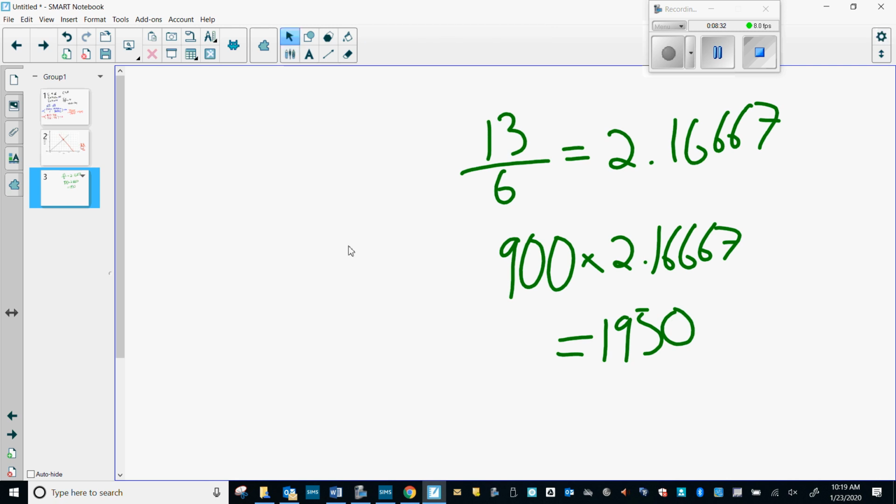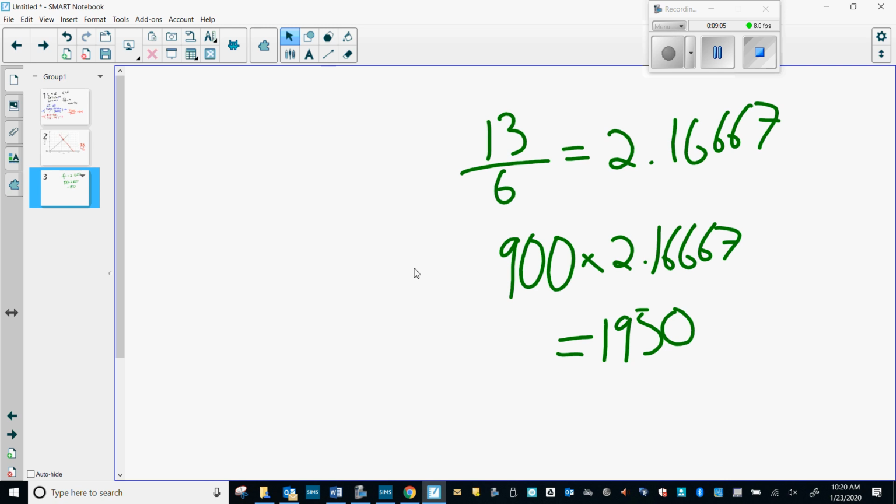Just as a tip, sometimes it's better to leave these things as 13/6 rather than write them as a decimal, because some of you rounded a bit too early. Because you used a rounded version, you didn't get the exact answer. So in some cases it's much better to leave it as 13/6, and then multiply that by 900.